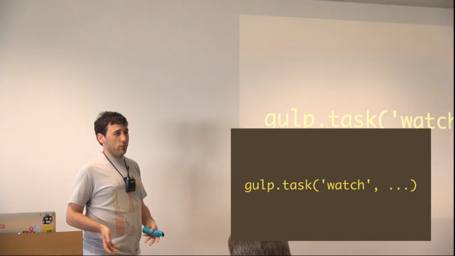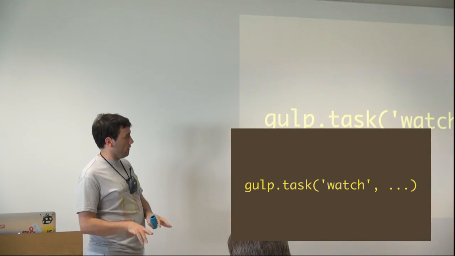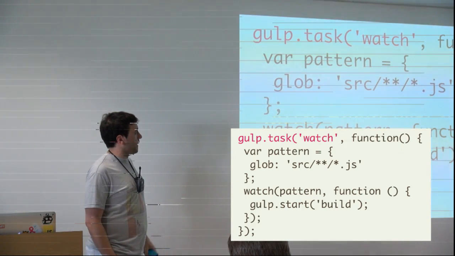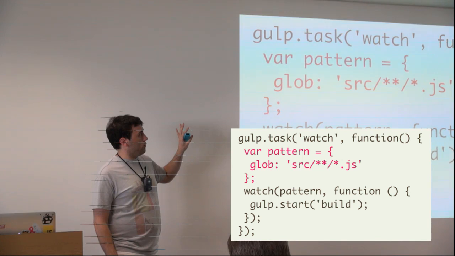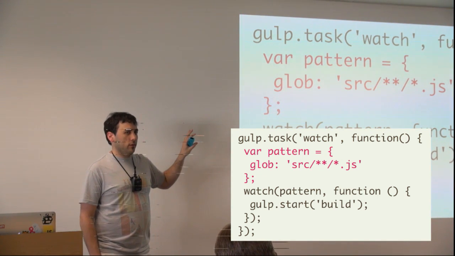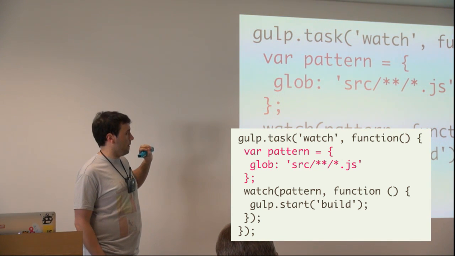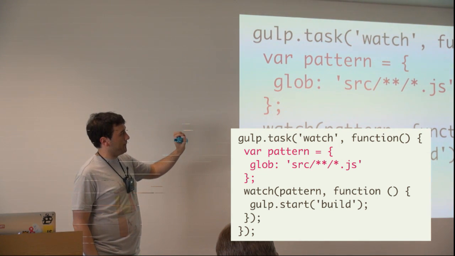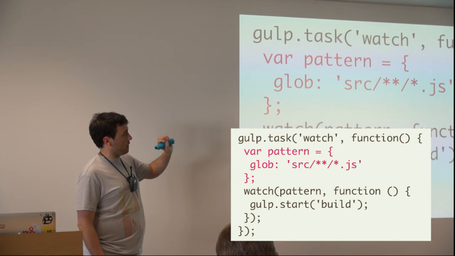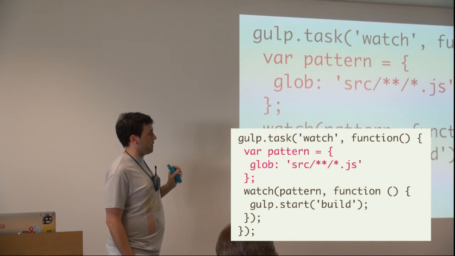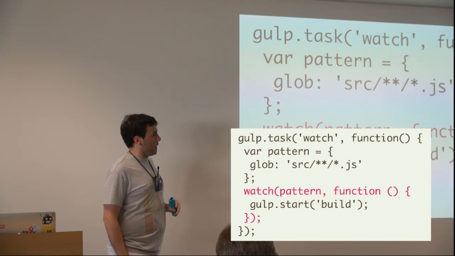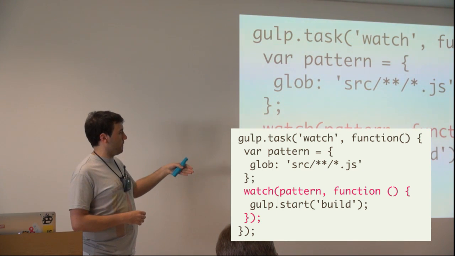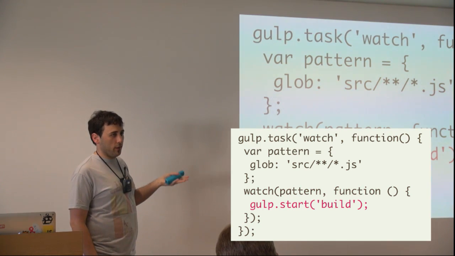Then there's development, right? During development, you don't want to be doing gulp build every time you change a file. So you'll write a watch task. This allows you to use a glob pattern, which is basically going to map to every file in the source directory or any subdirectory that has the JS extension. So you watch for that pattern, and whenever a file change is detected, it will run this function, and then you are able to start the build again.